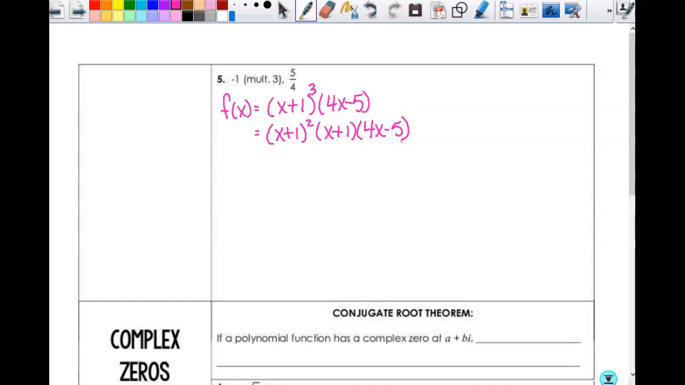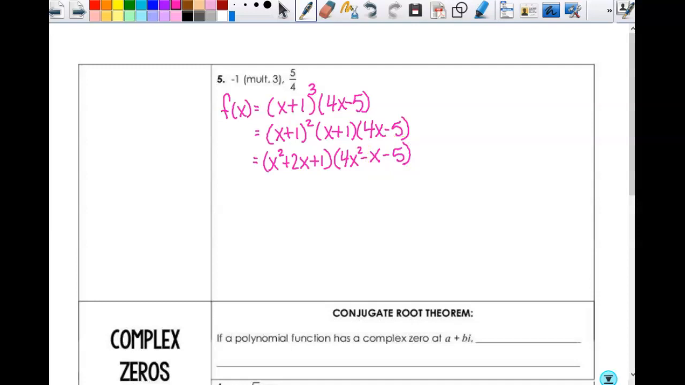So then I would do this in pieces. I would go ahead and take this and square it. So it's a perfect square trinomial: I square this, multiply these together and double it, square this one. Then I'm going to multiply these two together. So when I FOIL that, this is going to give me 4x squared. Outside is going to give me negative 5x, and inside positive 4x, so that's going to give me a negative x, and then minus 5.